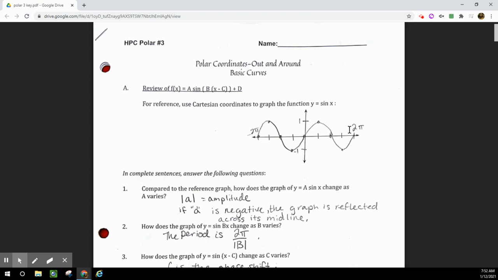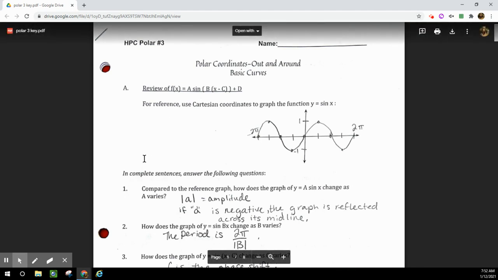In this activity, Polar 3, we're going to review how different parameters can change a function. So we're going to start with a function that we're very familiar with, a sine curve, and then compare how the parameters of some different polar functions will impact those graphs. So a review of a sine(bx - c) + d.